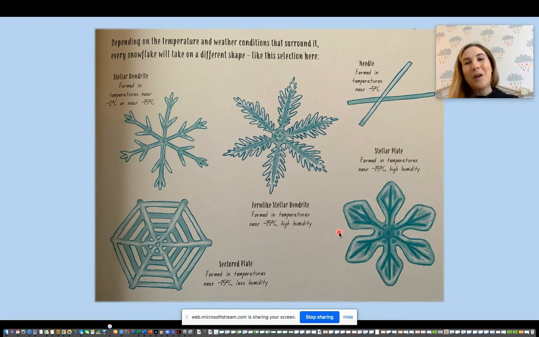So I would like you to go out into the snow today and see how many different snowflakes you can see. Try and compare them. I would love to see if you can find any that look like this one that looks like the spider web, or any that look like ferns. I'd love to see them. Enjoy the snow if you can get out in it today.